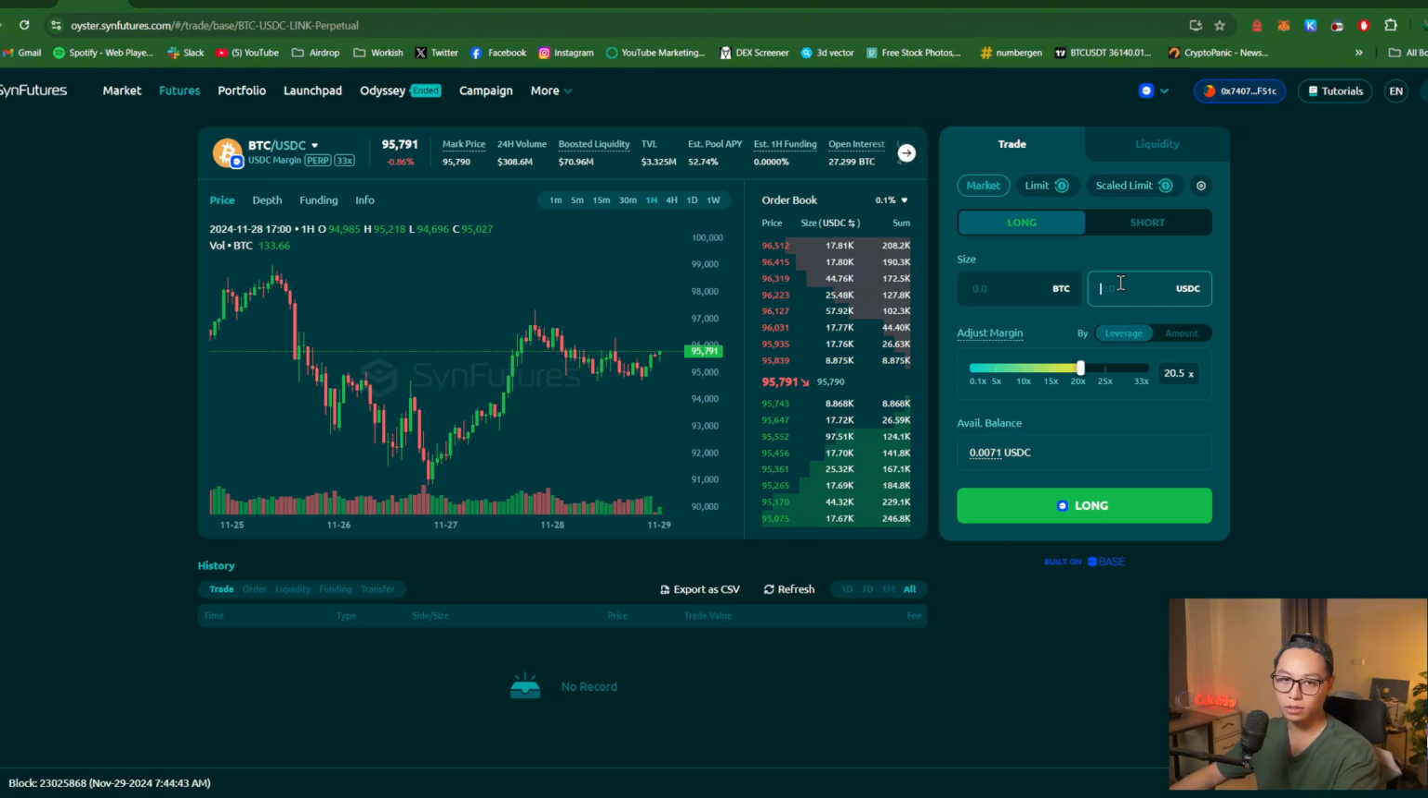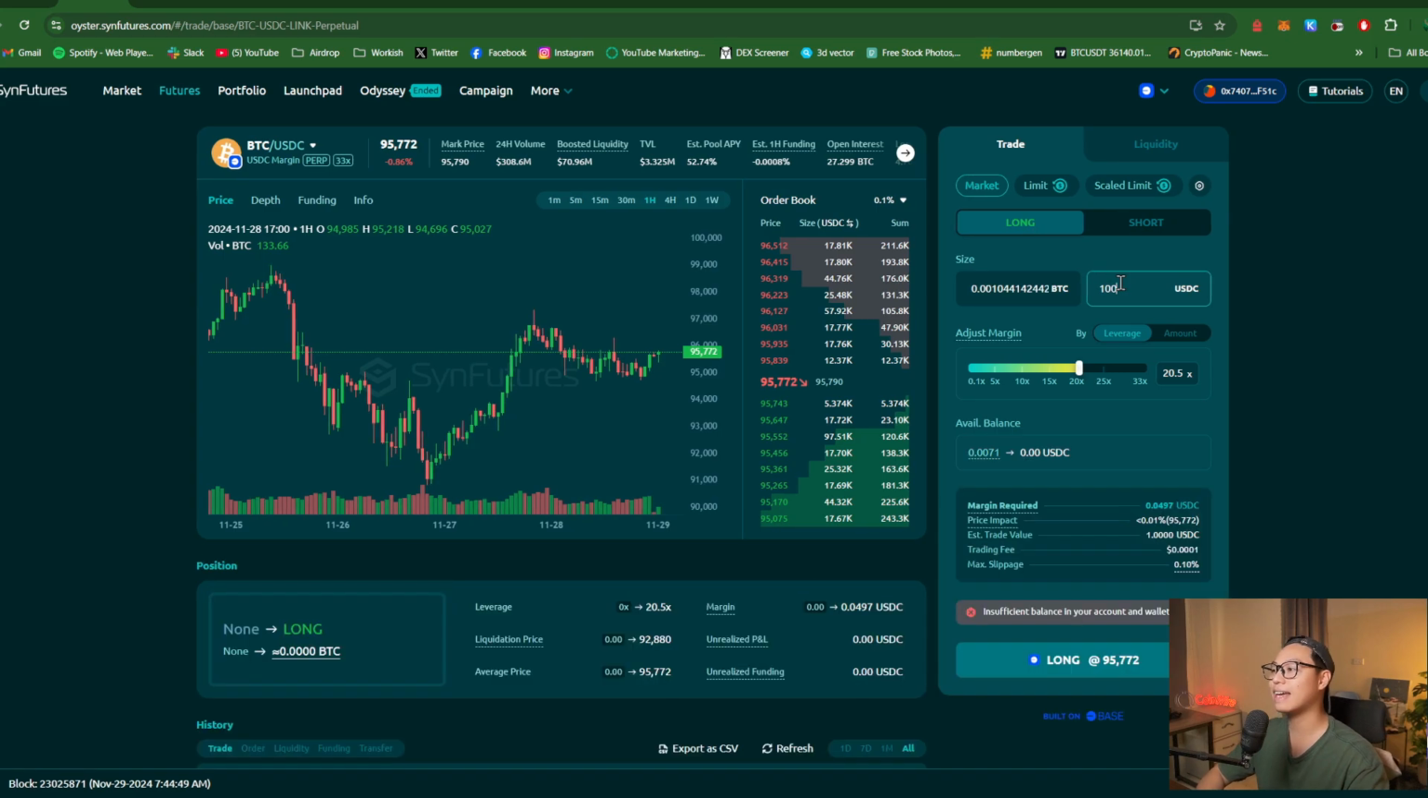Obviously, I'm going to do it in USDC. So let's say I want my size to be $1,000, and let's say I want my leverage to be 20x. If you look down here, it shows you the amount of margin required, which is $51. That means I need to have at least $51.3 in my wallet for this to work. And then they also show you the estimated trade value and the trading fee.